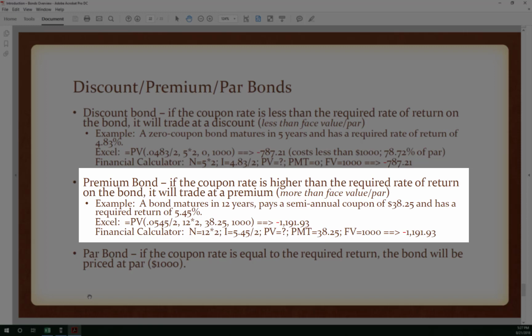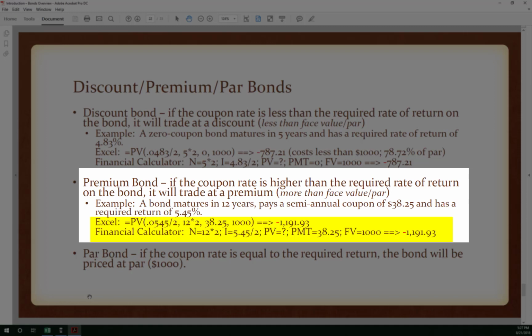So for example, a bond matures in 12 years, it pays a semi-annual coupon of $38.25, and has a required rate of return of 5.45%. The coupon rate, if we double that 38.25, would be 7.65%, I believe. So $76.50 every year. So that's going to be $38.25 every 6 months. If we plug all that into Excel or our financial calculator, we would get a result of $1191.93.